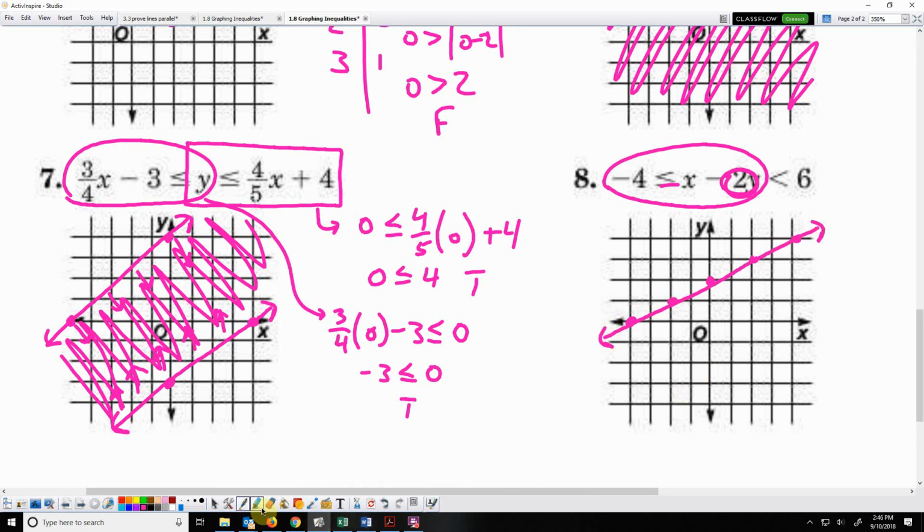And if I put in the origin, I have -4 is less than or equal to 0 minus 0. -4 is less than or equal to 0 is true, so this one says shade down toward the origin. My other line, if I put in a 0 for x, I'm going to divide by -2. 6 divided by -2 is -3, so I've got a y-intercept of -3.